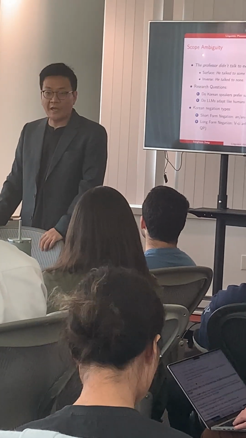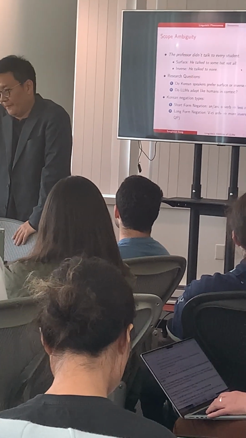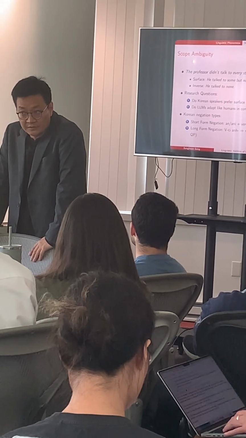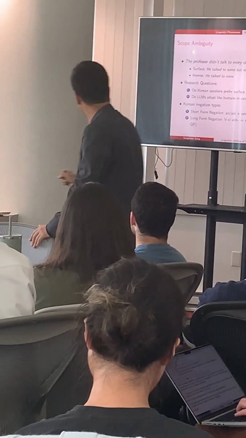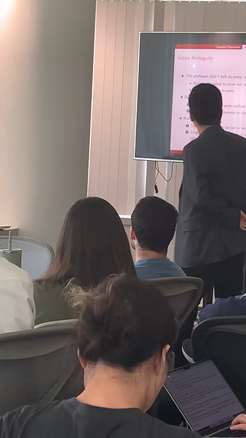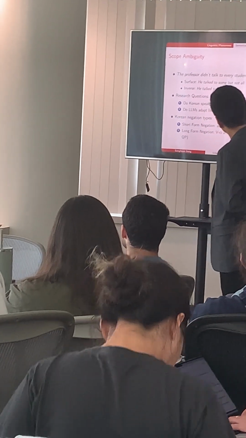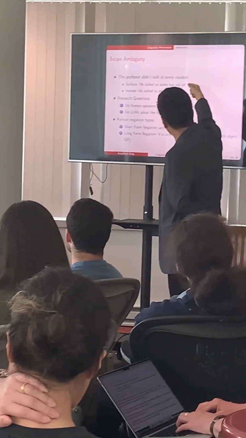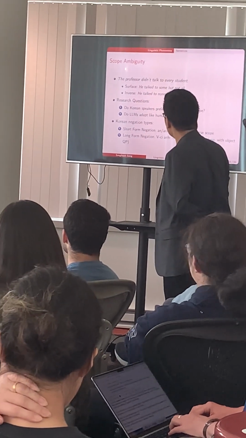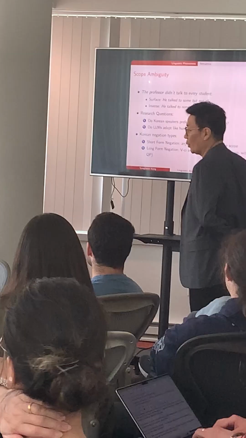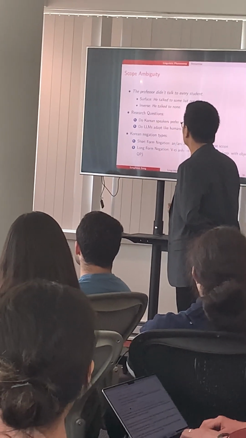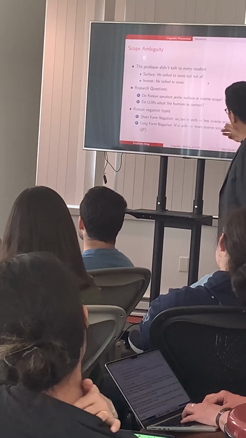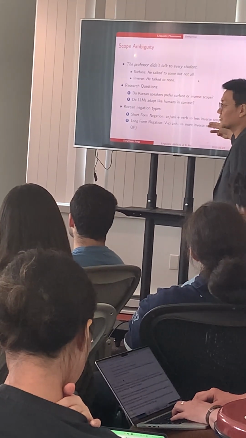And then I also asked about scope ambiguity, which is a little bit similar to the attachment ambiguity. For example, in this one, "the professor didn't talk to every student," this can be interpreted as either the surface reading, he talked to some but not all, or he talked to none.